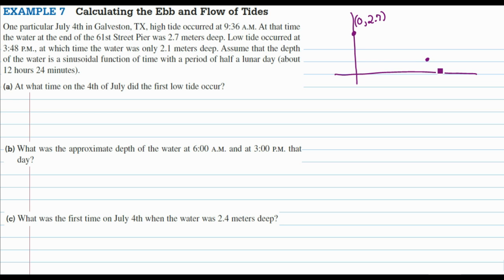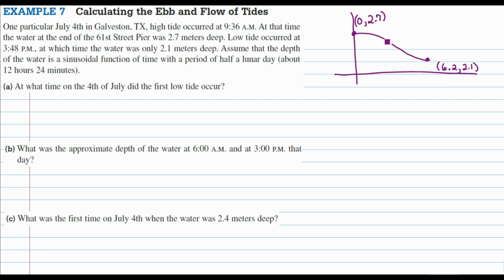So this is here, and this is time, I'm not going to call that time 3:48. I'm going to call that 6 hours and 12 minutes later. So that would be, 12 minutes is 1/5, so 6.2 hours later, the tide was 2.1 meters deep. So now I've got a maximum and I've got a minimum. I can create an equation and answer my questions.